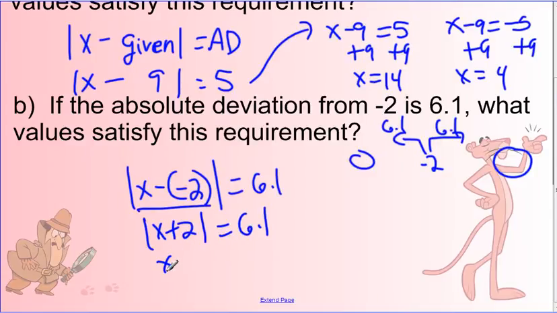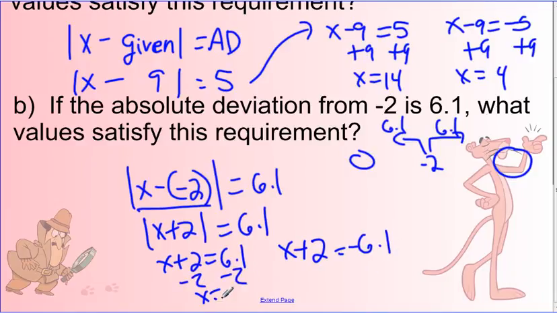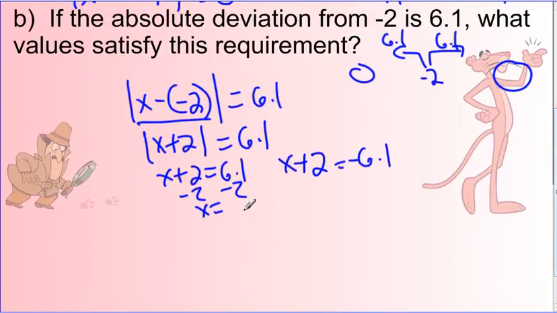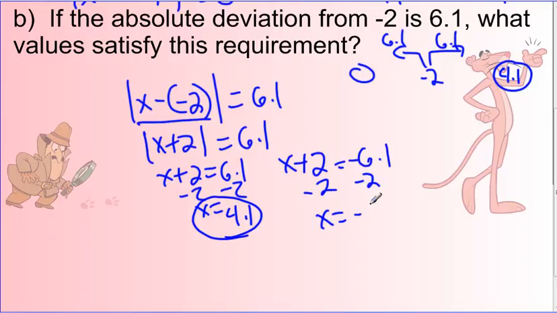Separate. X plus 2 equals 6.1. X plus 2 equals a negative 6.1. Minus 2 to solve. X equals 6.1 minus 2 is 4.1. So if I'm at negative 2 and I go 6.1 this way, I get to 4.1. This other part, if I subtract 2, x equals negative 8.1. If I'm at negative 2 and I go 6.1 that way, negative 8.1. Those are my possible solutions.